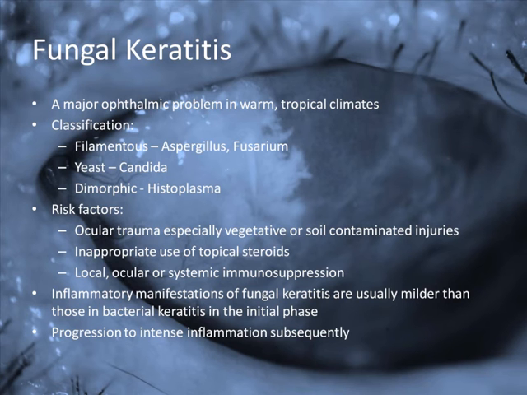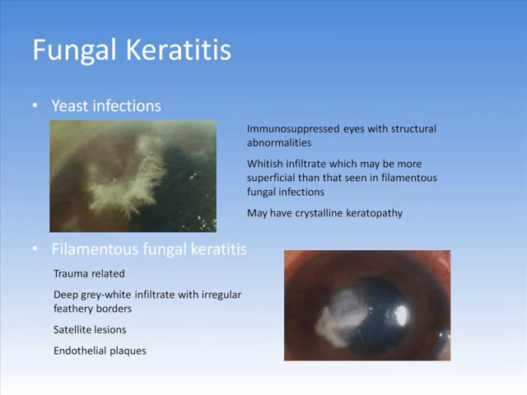The inflammatory manifestations of fungal keratitis are usually milder than those in bacterial keratitis in the initial phase. There can be progression to intense inflammation subsequently. Yeast infections commonly occur in immunosuppressed eyes with structural abnormalities. There is usually a whitish infiltrate which may be more superficial than that seen in filamentous fungal infections. There may also be crystalline keratopathy.